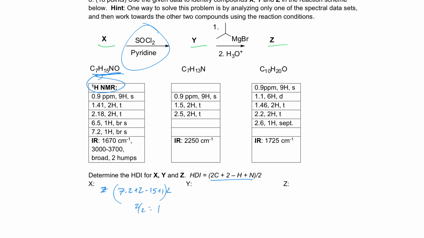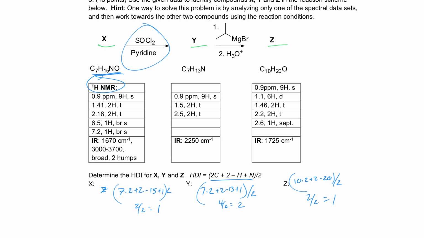For Y, we have 7 times 2 plus 2 minus 13 plus 1, all over 2. That equals 14 plus 2 is 16, minus 13 is 3, plus 1 is 4. 4 over 2 is 2. And then we have 10 times 2 plus 2 minus 20. And that's it, we lost the N, so divided by 2, 20 plus 2 is 22, minus 20 is 2, over 2 is 1. So we have 1, 2, and 1 in terms of the HDI.